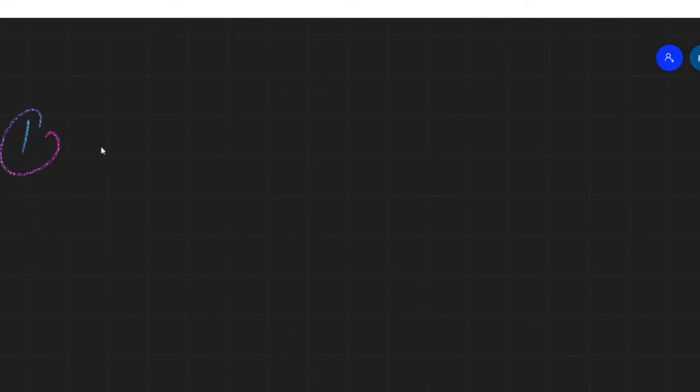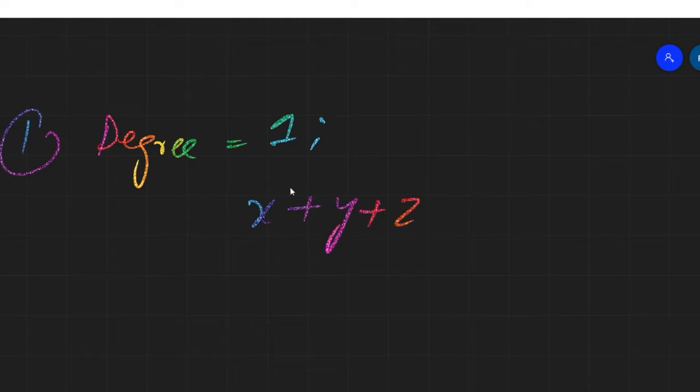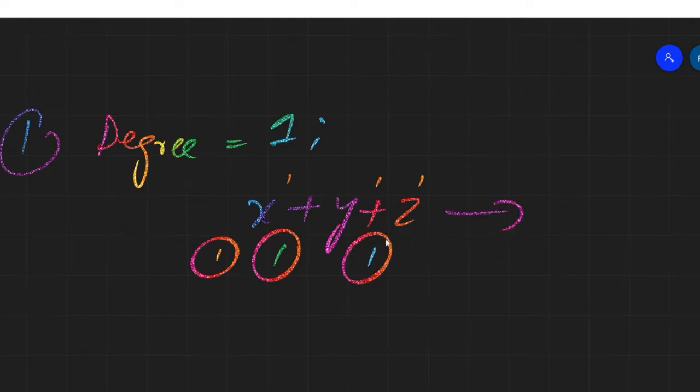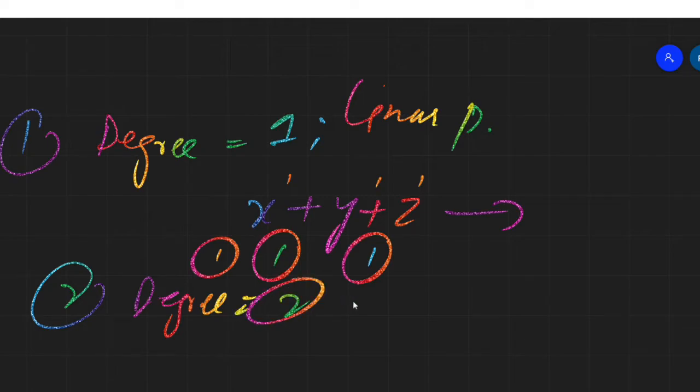Now in a polynomial, if the degree is equal to 1, like this, x plus y plus z, all the powers are 1. So if in a polynomial the highest degree is 1, we call it a linear polynomial. A linear polynomial is that polynomial in which the highest degree on the variable is 1. Now if the degree on the variable is 2, we call this a quadratic polynomial. For example, x square plus 1 is a quadratic polynomial.